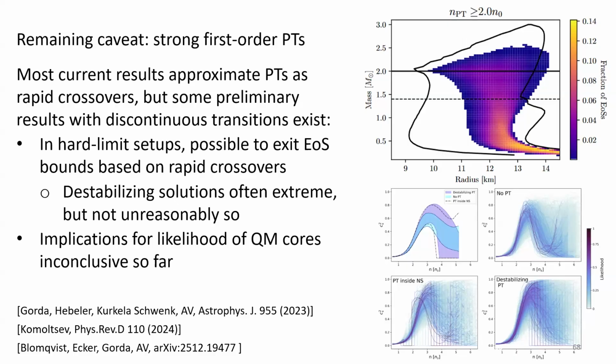We actually have a recent paper with Sofia Blomqvist, Christian Ecker, and Tyler Goda, where we are using a new ensemble that includes first-order phase transitions, and we are there studying twin stars, but we are also working on a general phase transition analysis. There's one already that Oleg Komoltsev did using the Gaussian process method, but here the jury is to some extent still out. It may well be that there are important effects that come when we allow very strong first order phase transitions.